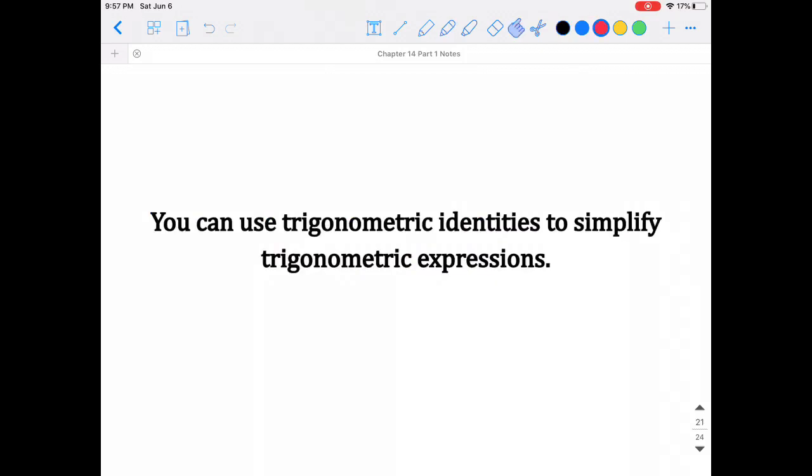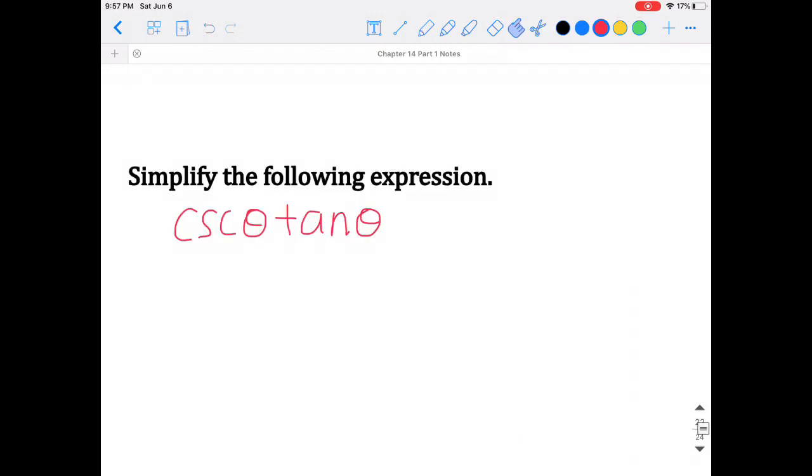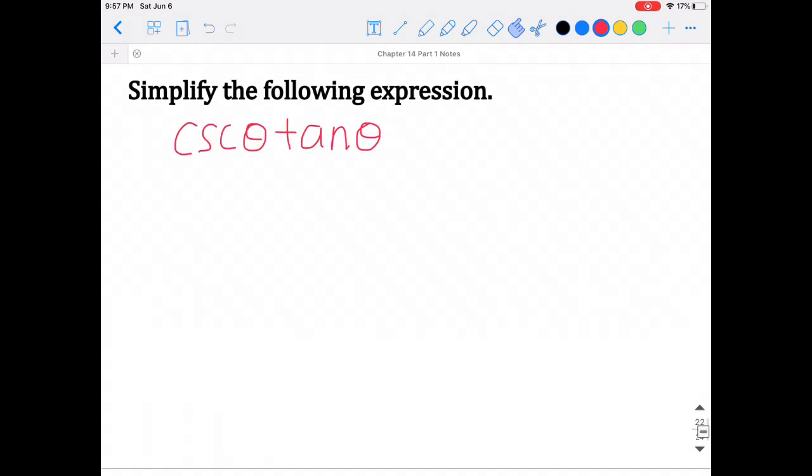Now, you can also use trig identities to simplify trig expressions, and this is the last thing that we are going to do in this section. So let's look at an example. Simplify the following expression. And notice now we're only simplifying to see if there's an easier way to write this. We are not verifying anymore. If you're verifying, you will see an equation with an equal sign where you have to choose which side you want to simplify. Here, we're just simplifying one expression to see if we can put it in easier terms.